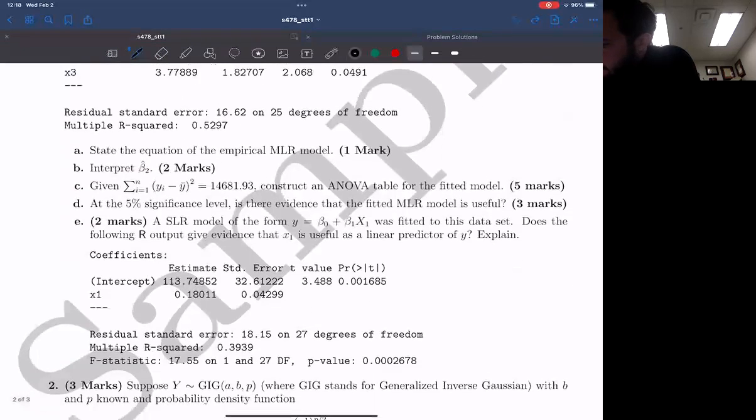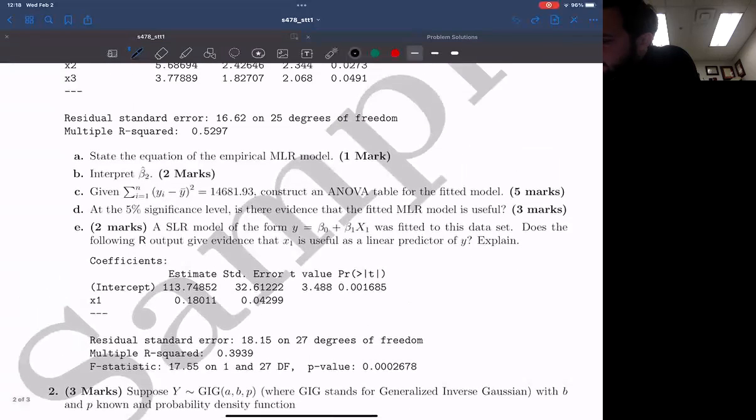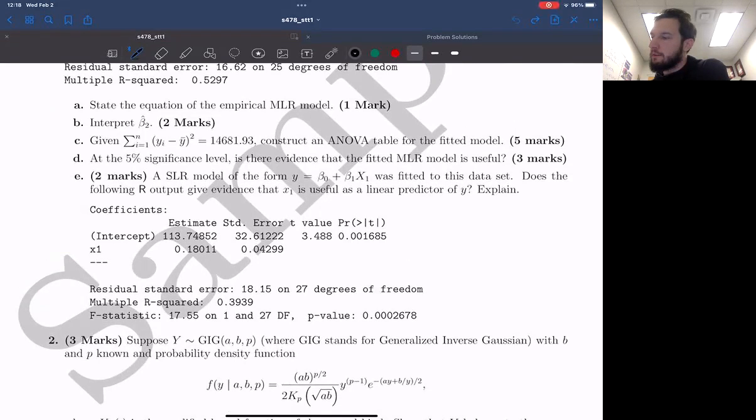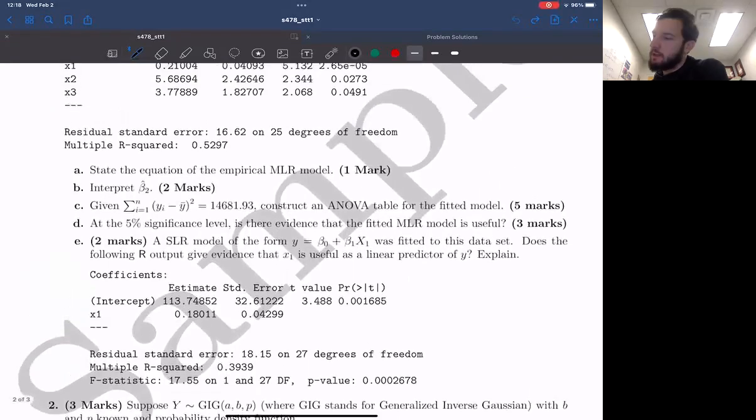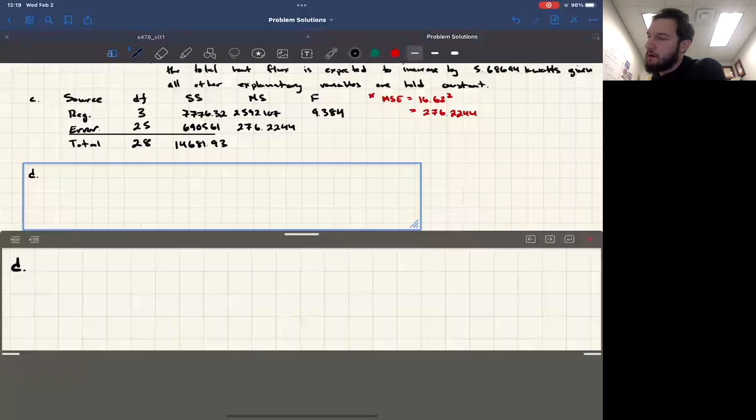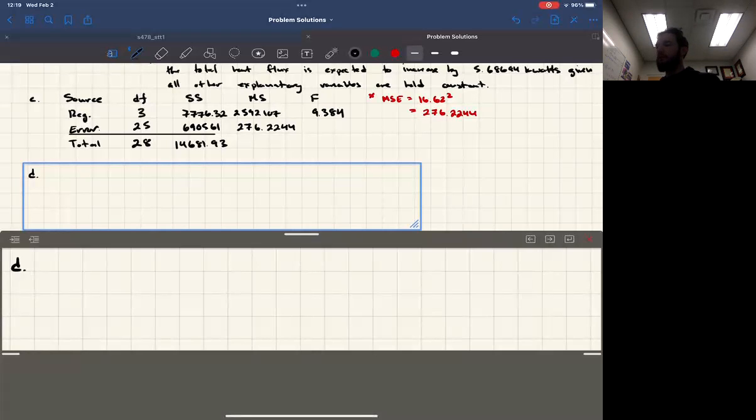All right. Okay, cool. At the 5% significance level, is there evidence that the fitted MLR model is useful? Okay, so only a 3-mark question. We don't need to go through the whole process here of actually evaluating the model. But the thing is, in order to do this, we will have to have some idea of what the critical value or the p-value is for this particular test, right?